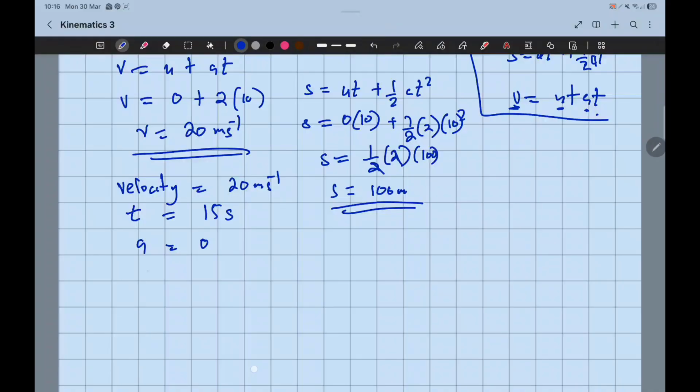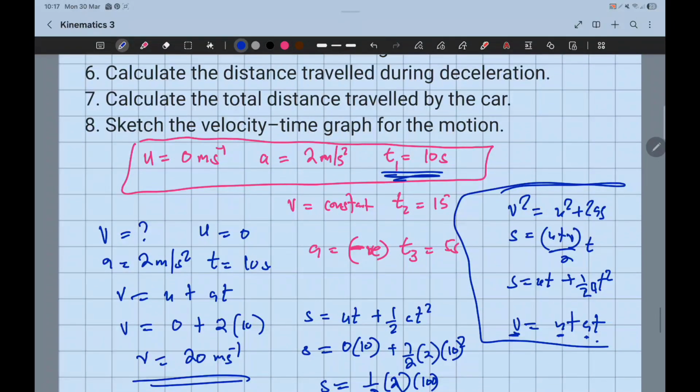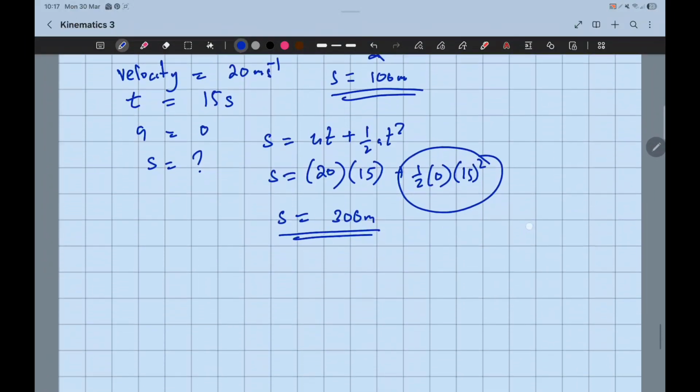So we are looking for s equal to ut plus half at squared. s equals our initial speed of 20 times t of 15, plus half times 0 for acceleration times 15 squared. So this part falls away. s is equal to 300 meters. There are also other equations that you can pick from, and using them you will get the same results.